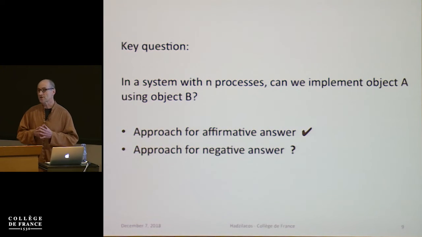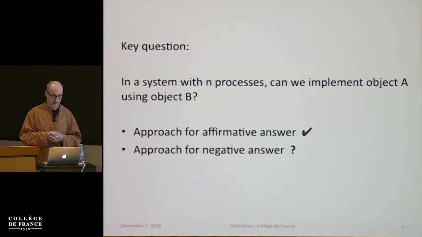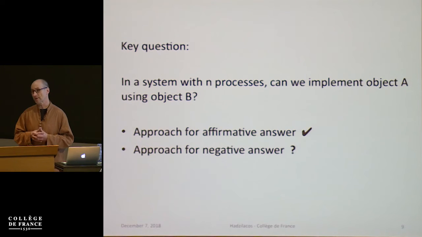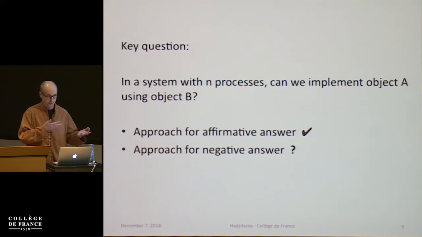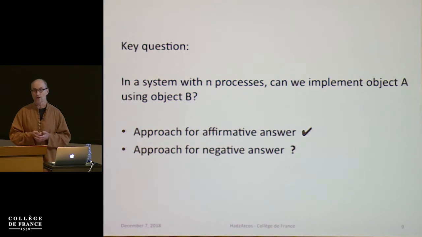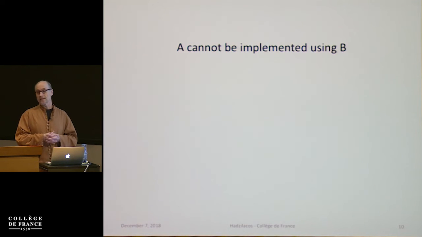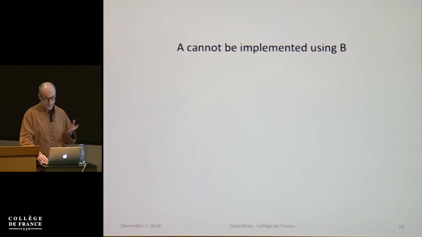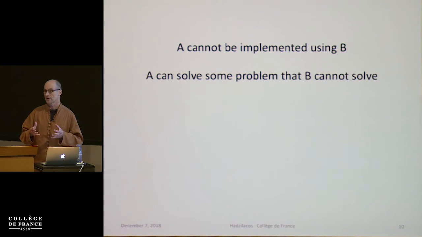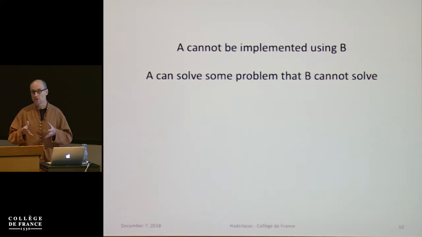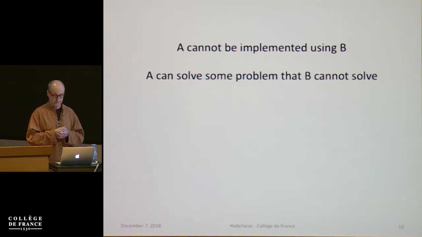But what if the answer is no? Okay, you think that you cannot implement object A using object B, but you have to demonstrate that to your boss because you're afraid if you say, well, I cannot do this, she will fire you and hire somebody else who can do it. How could you argue that this is not possible? Well, one way of doing it is the following. To show that A cannot be implemented using B, you could show that A can do something that B cannot do, that A can solve some sort of a problem that B cannot solve.